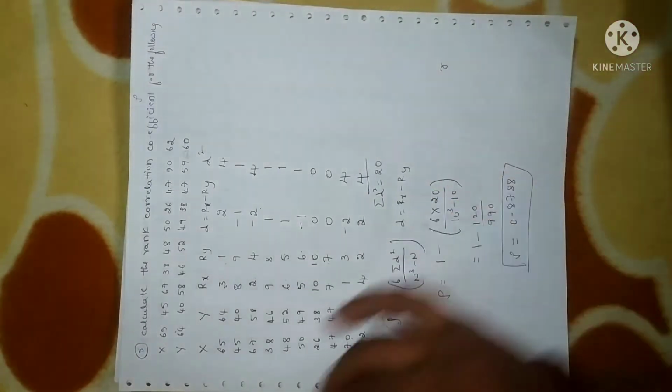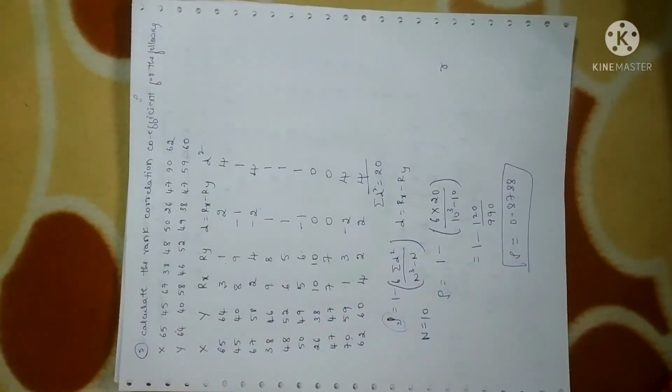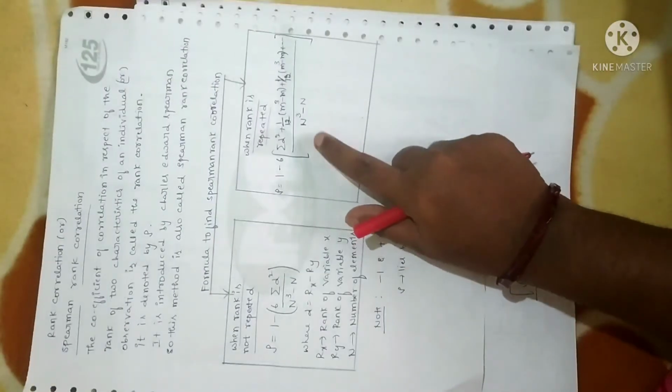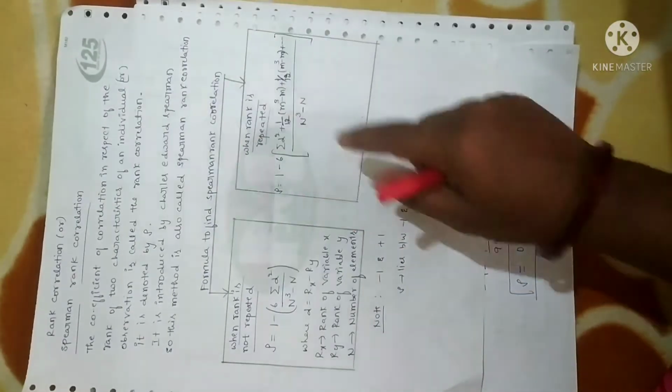Fine. Hope these concepts are clear. Whatever problem I have solved so far, there is no repeated rank here, hence we have used the first formula. Now let me show what we have to do whenever a rank is repeated. Let me solve such a problem.